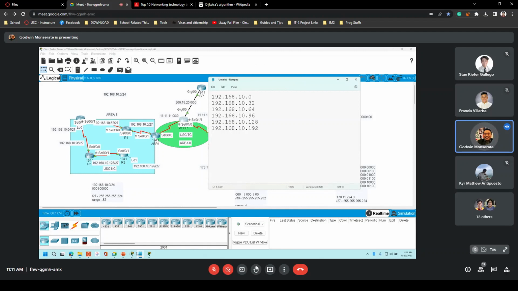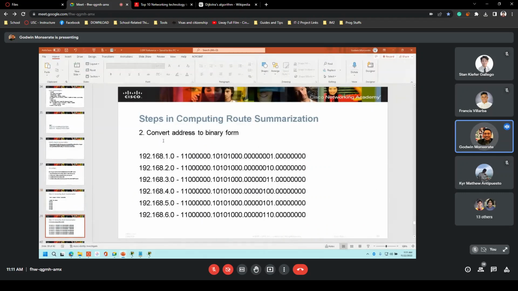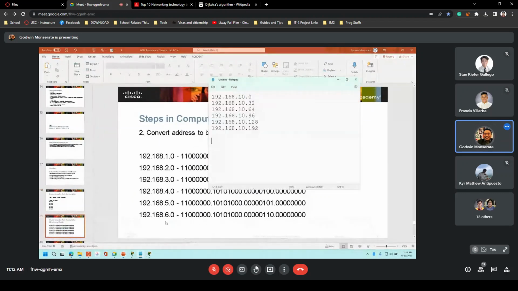So the next thing you are going to do, after identifying, is convert that into binary form. It is clear that this part is common to all. So 192 is 11000000, 168 is 10101000, and the 10 is 00001010. That is 192.168.10.0. Is that correct?